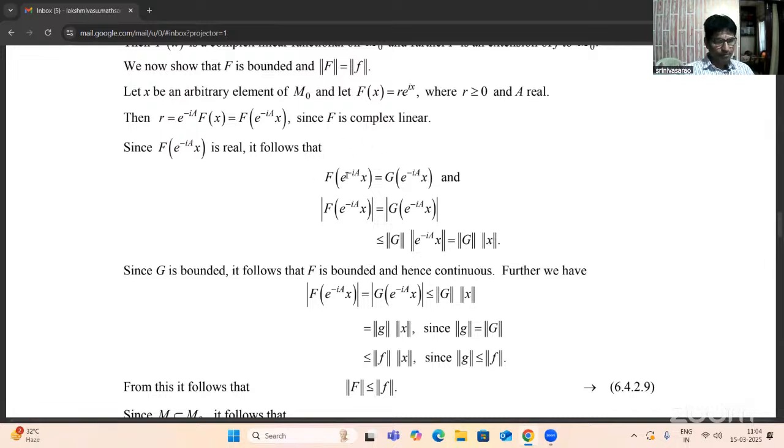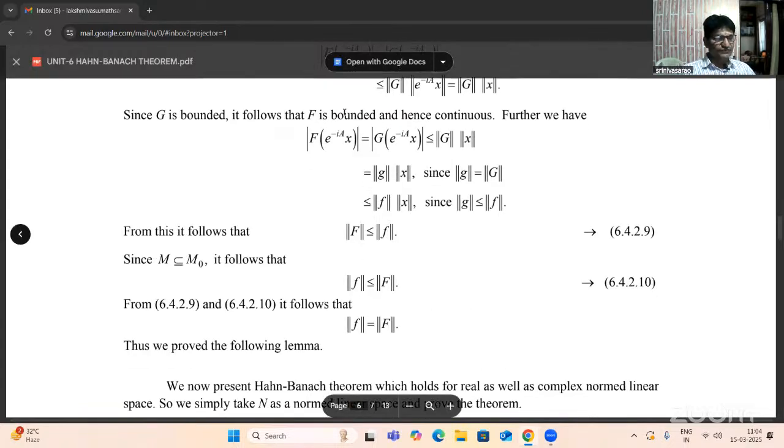So applying absolute value on both sides, absolute of F of e power minus iA of x equal to mod of G of e power minus iA of x, which cannot exceed, is less than or equal to, norm G into norm of e power minus iA of x. So that is norm G into norm x.